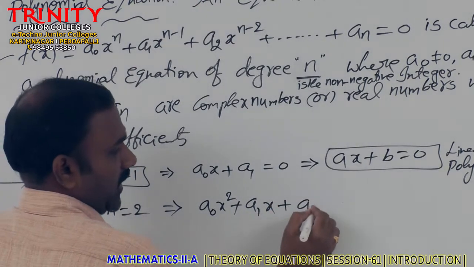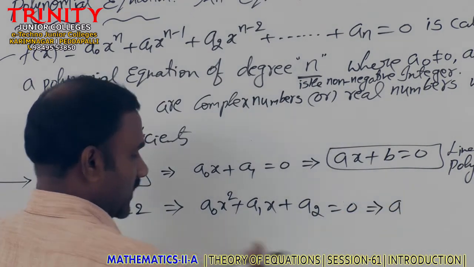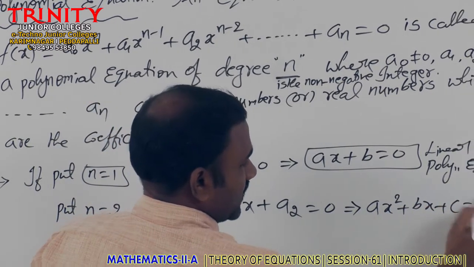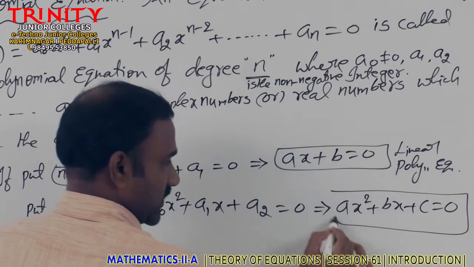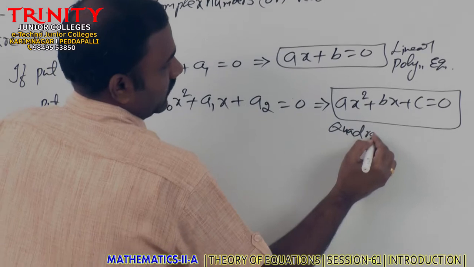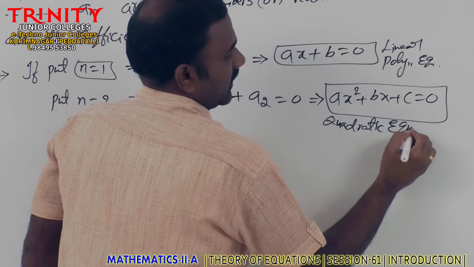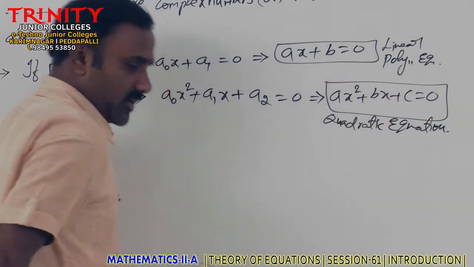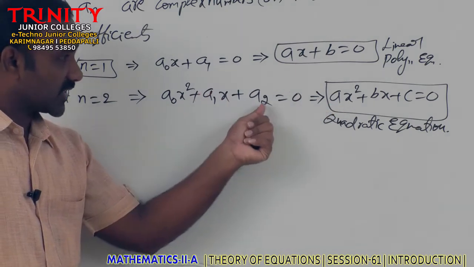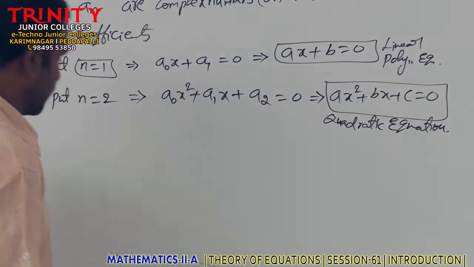a1x plus a2 is equal to 0. Then we can write this one in the form of ax square plus bx plus c equal to 0. This is a second degree polynomial equation, nothing but a quadratic equation. That's what we have discussed in the previous chapter. ax square plus bx plus c is equal to 0 is called a quadratic equation, a second degree polynomial equation.